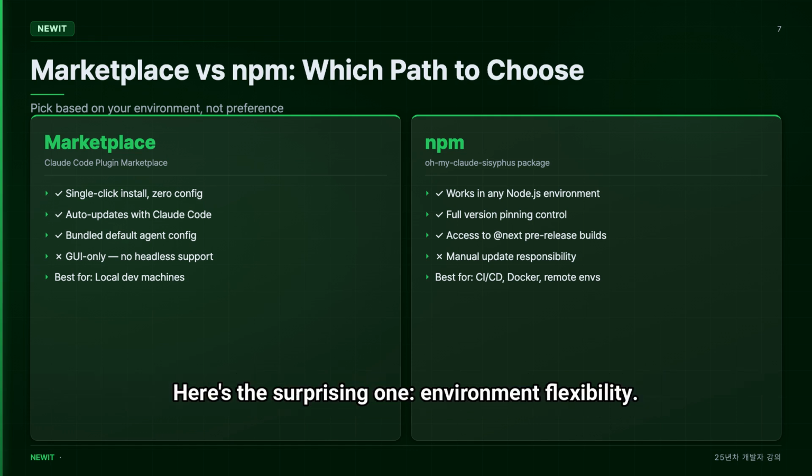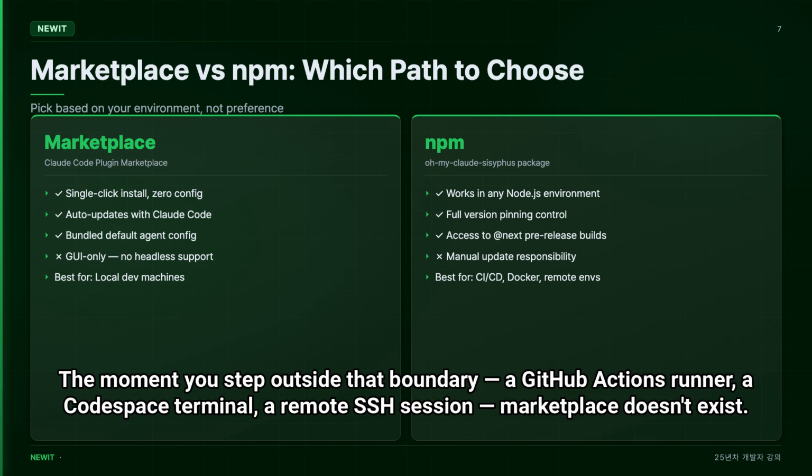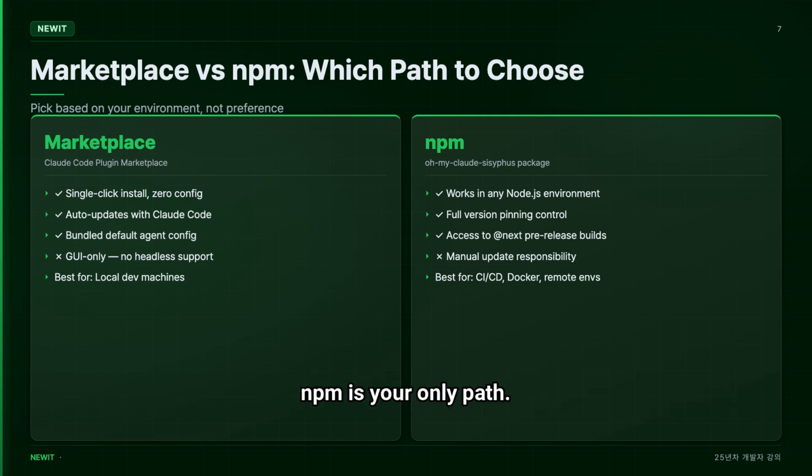Here's the surprising one: environment flexibility. Marketplace only works inside the CloudCode GUI. The moment you step outside that boundary, a GitHub Actions runner, a codespace terminal, a remote SSH session, Marketplace doesn't exist. NPM is your only path.